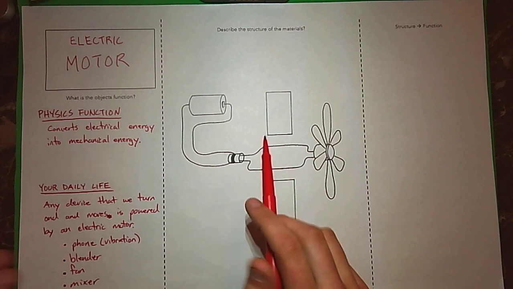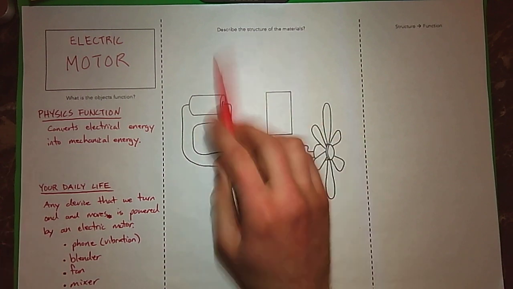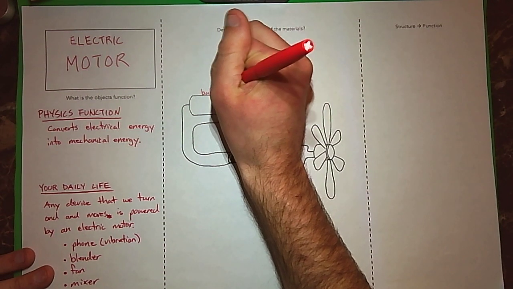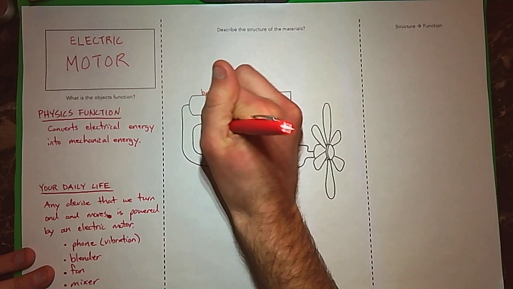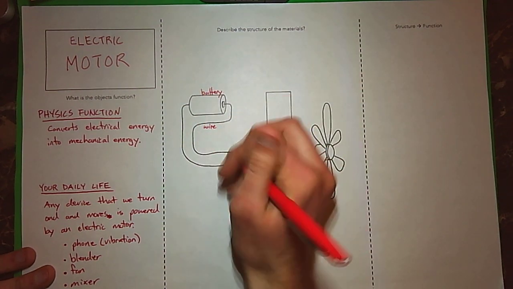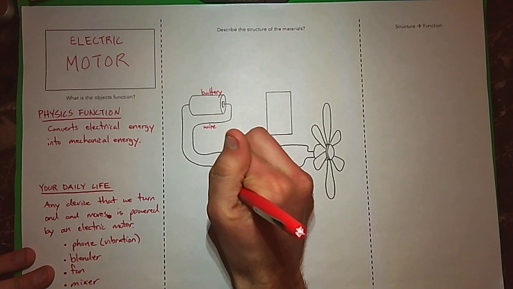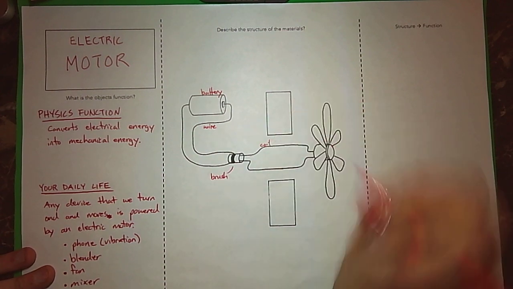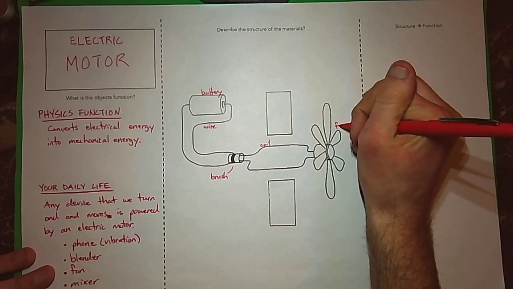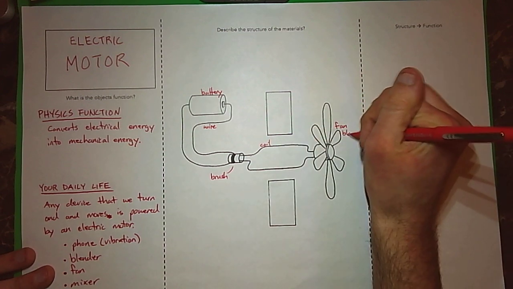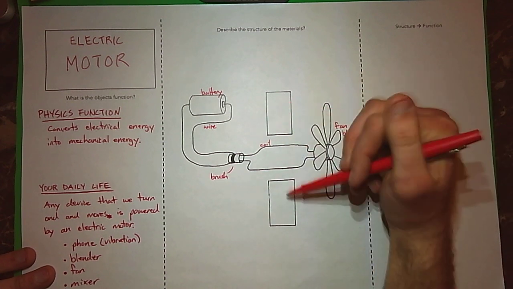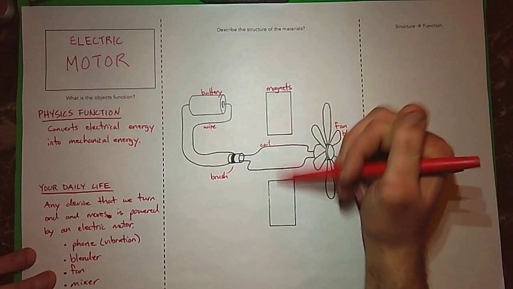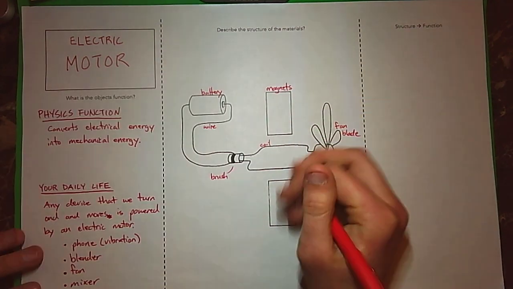Now I want to diagram my device as well as talk about some of the structure of the materials that make it up. So first let's start with our device. We have a battery that's going to power a motor, and connected to the battery we have a wire, and then that wire leads to what we call a brush in a motor. This is also a wire, but we're going to specifically call this our coil. That coil is attached to a fan blade. We also notice that we have these two blocks here. These are two magnets that sit pretty close and around our coil.